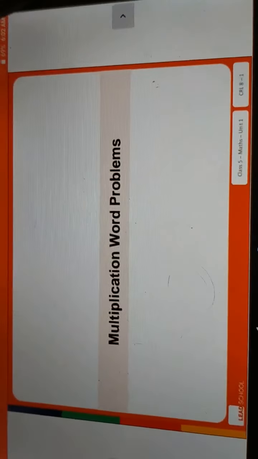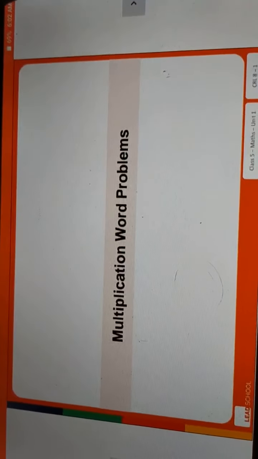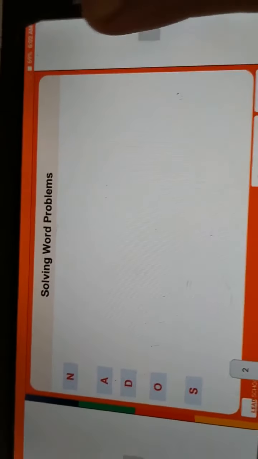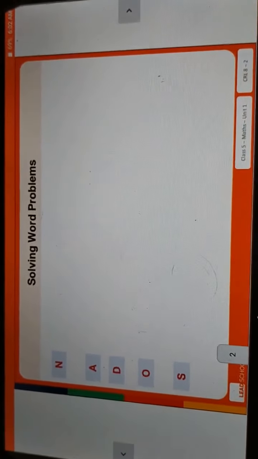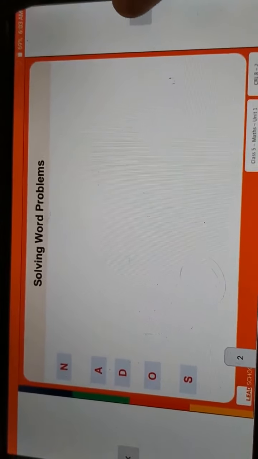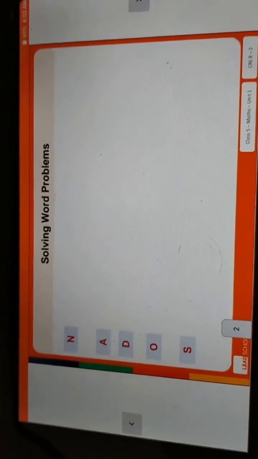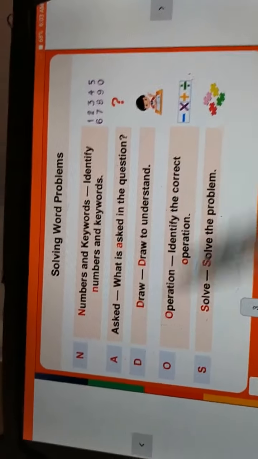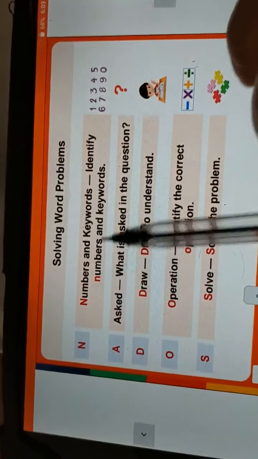So students, today we will start unit number 1. In that unit we will start multiplication word problems. In those word problems we will use the Naro's method for solving word problems. The first step is numbers and keywords: we have to identify the numbers and keywords.